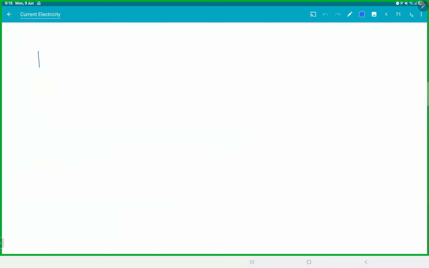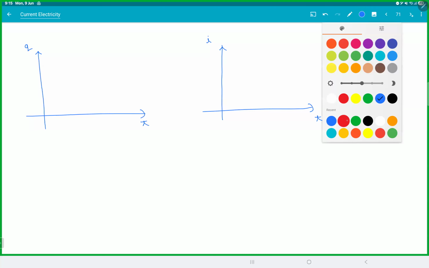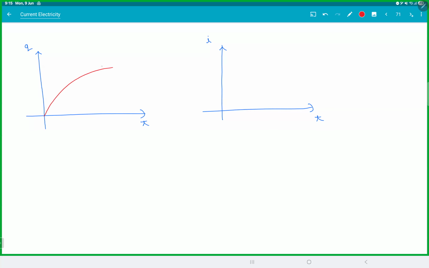Now, if you try to plot a Q versus T graph and an I versus T graph. Initially the charge was 0, and you can see the charge will take infinite time to reach a maximum value. Initially current was V by R, and this decays. Again, this also takes infinite time to become 0.